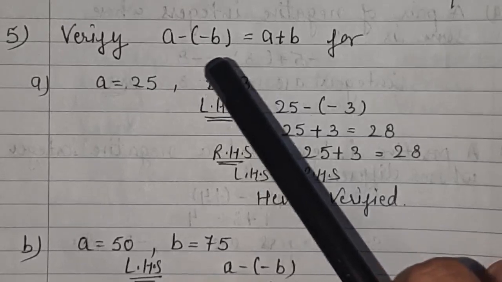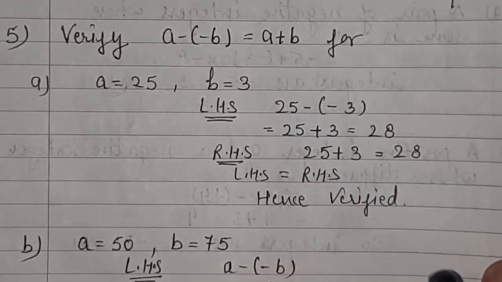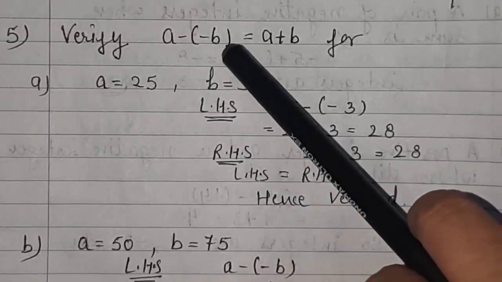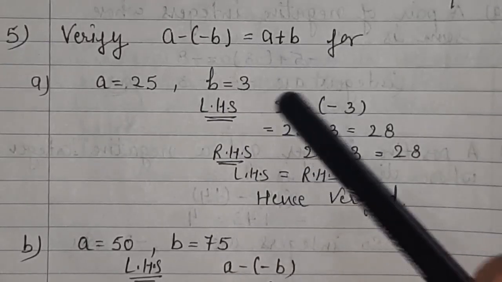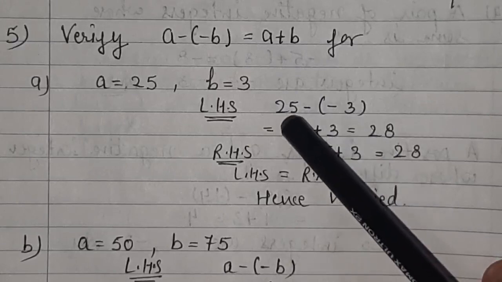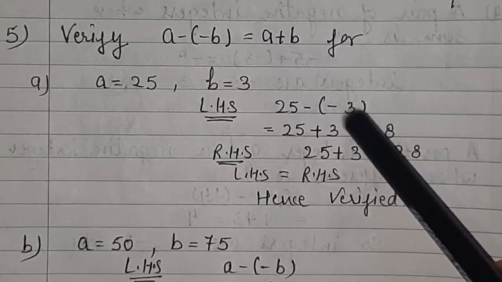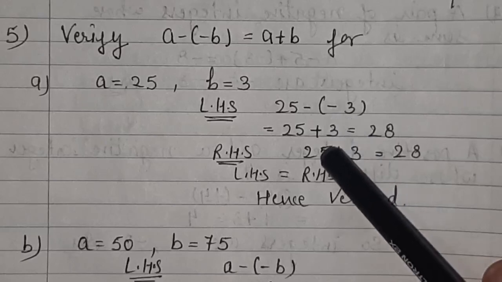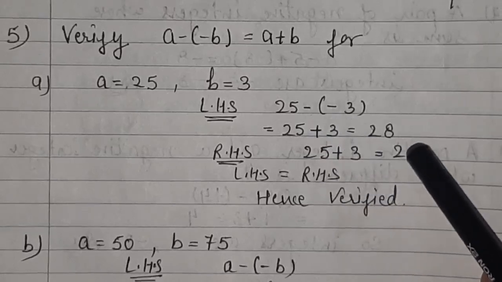So the left hand side is A minus (minus B). Put the values of A and B in that. When we put 25 instead of A and 3 instead of B, it becomes 25 minus (minus 3). Open bracket, minus minus becomes plus. 25 plus 3 is 28.